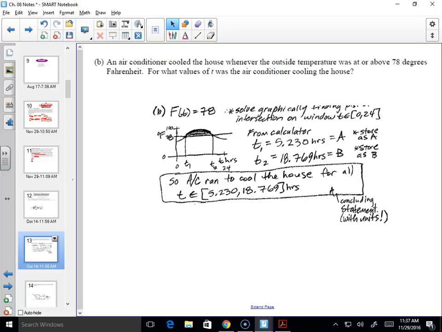So you're supposed to graph this? Because you can graph your 78 and you can graph your temperature, and you're just trying to figure out for what times it will be above. And then for letter C, you have to use that, right?